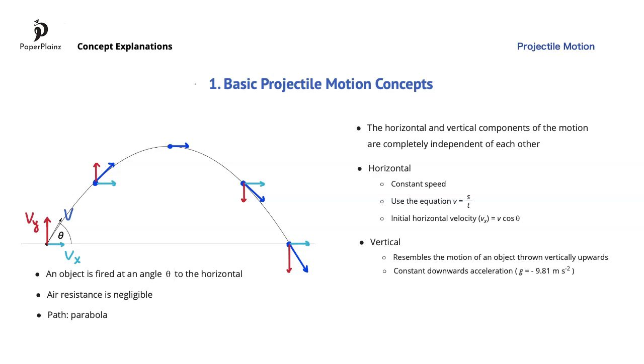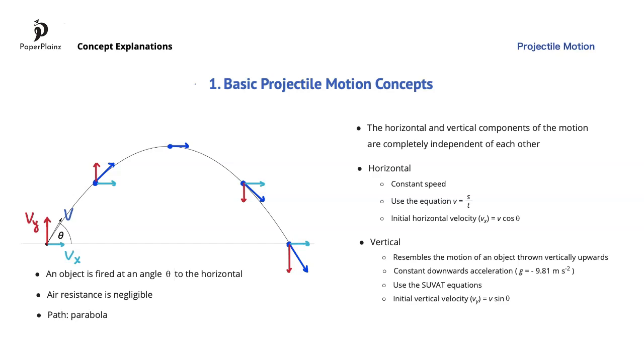using a negative sign to indicate that the direction of this acceleration is downwards. Because of this constant acceleration, when you are working with the vertical component of projectile motion, you should use the Suvat equations. We have covered how to use these equations in a previous video. Using vector resolution, the initial vertical velocity, or vy, is equal to v sine theta.